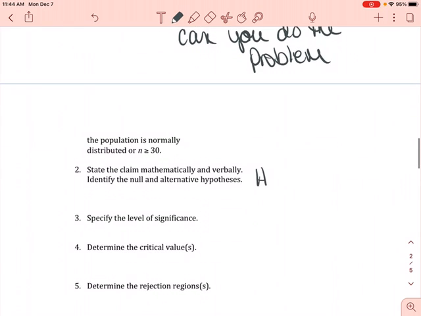Okay, this is H sub O, H sub A, and the claim. Specify your level of significance. What is your alpha? Determine your critical values and your rejection region. We're going to do this on our formula sheet.